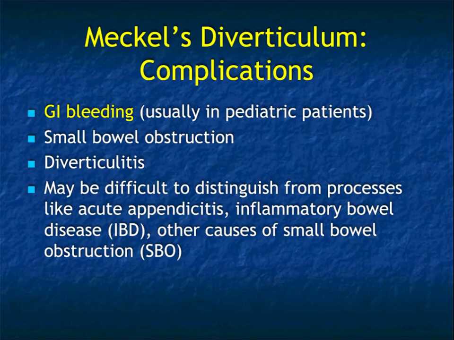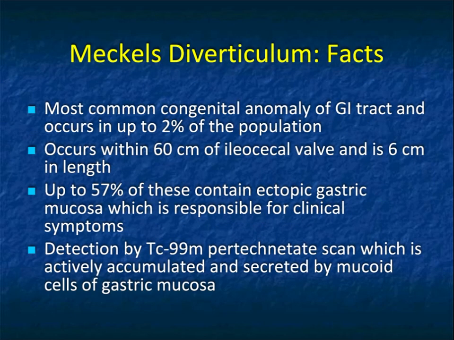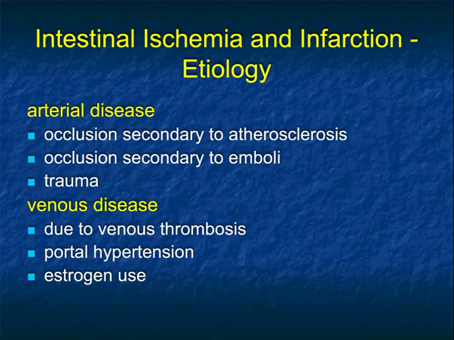Now with Meckel's, although it's usually the pediatric population where you see GI bleeding, you also can see it with adults, and in the right clinical scenario, it can be a very difficult diagnosis to make. Just some comments. Meckel's is the most common congenital anomaly of the GI tract, occurs in up to 2% of the population, occurs within 60 centimeters of the ileocecal valve and up to 6 centimeters in length. In a little more than half of these patients, it contains ectopic gastric mucosa, and that's why technetium pertechnetate scans can be very valuable to define their location.